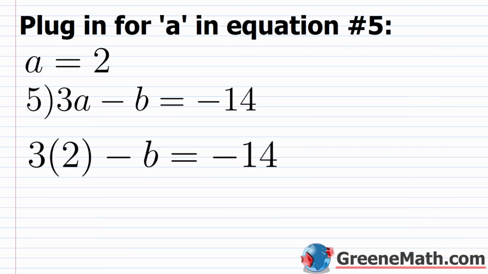Once you have that, you can plug in for a in either equation 4 or 5, and you could figure out what b is. So I have here plug in for a in equation number 5. So again, a equals 2, we just figured that out. So equation number 5 was 3a minus b equals negative 14. So you'll have it right there. So 3 times 2 would be 6. So this would be 6 minus b is equal to negative 14.